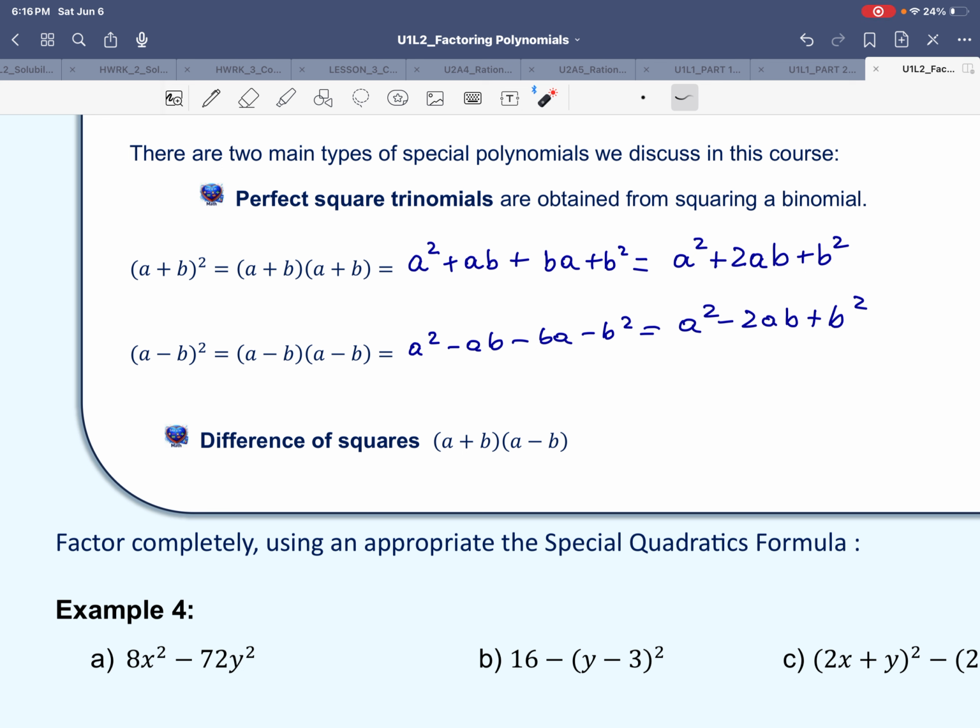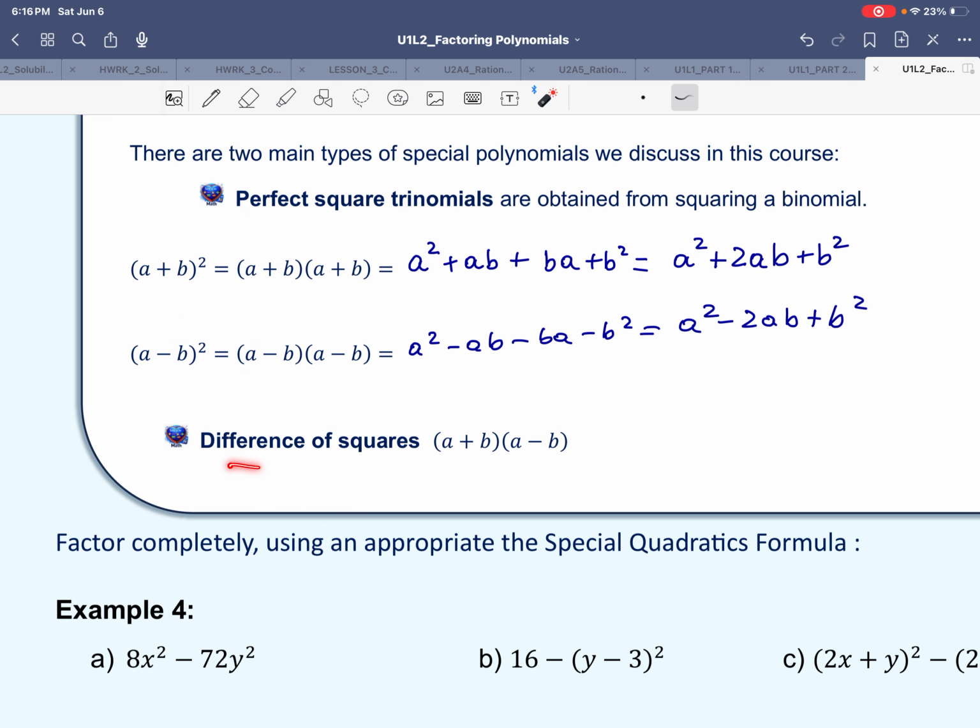Now, why do we want to study them? Because many trinomials can be perfect squares, especially when coefficients are very large, and it's easy for us to see that they are perfect squares and fit into this formula. It makes it easier for us to bring them to factored form.